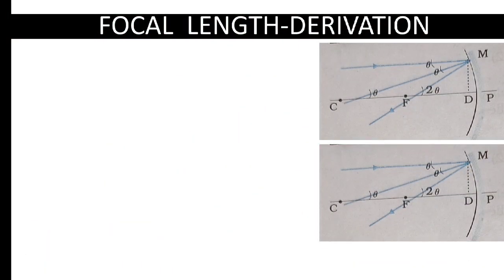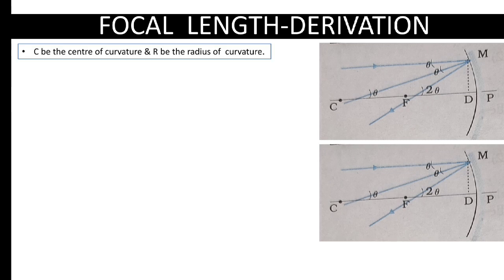Derivation of focal length. First of all, understand the diagram. In the diagram, C is the center of curvature, F is the focus point and P is the pole, and the ray is incident on the concave mirror at point M, which is perpendicular to the point D on the principal axis.